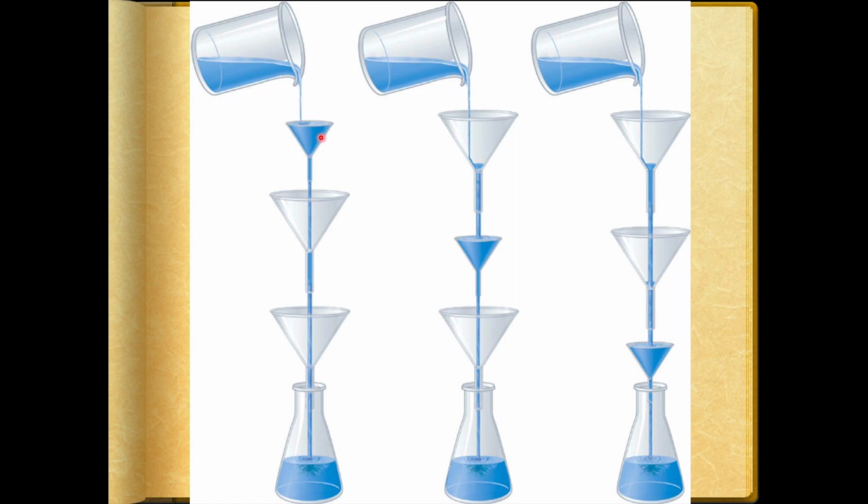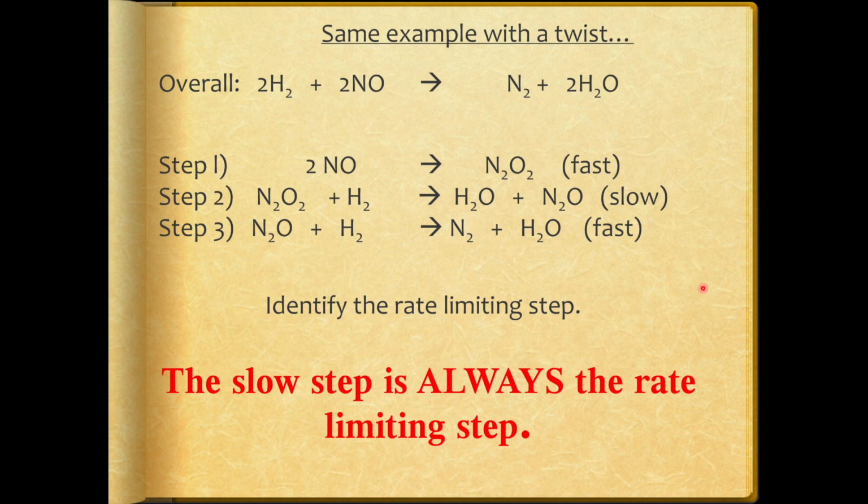No matter where it is, if it's the first step, the second step, or the third step, it's always going to be the one that limits the rate. It can only move as fast as the slow step. So the slow step is always going to be the rate limiting step. Just remember that.